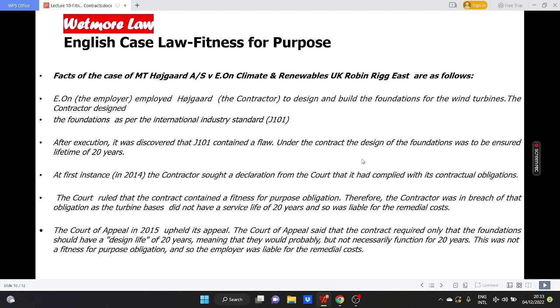The Court of Appeal in 2015 upheld the contractor's appeal. The Court of Appeal said that the contract required only that the foundations should have a design life of 20 years, meaning that they would probably but not necessarily function for 20 years. This was not a fitness for purpose obligation, and so the employer was liable for the remedial costs.